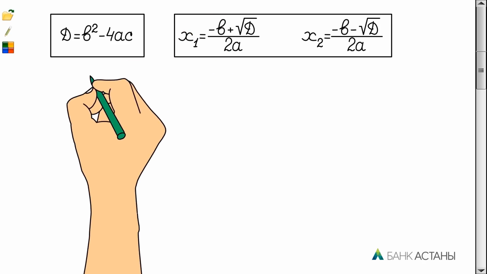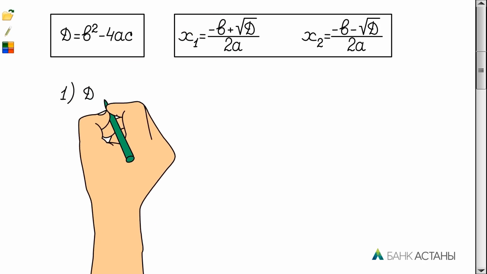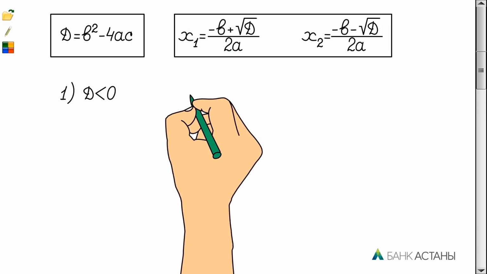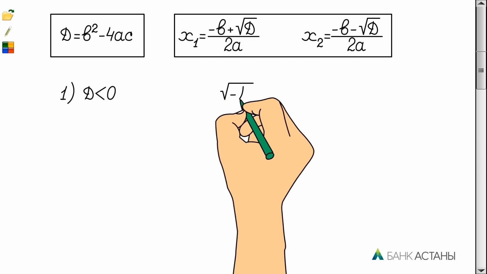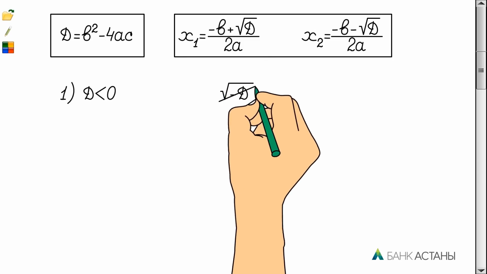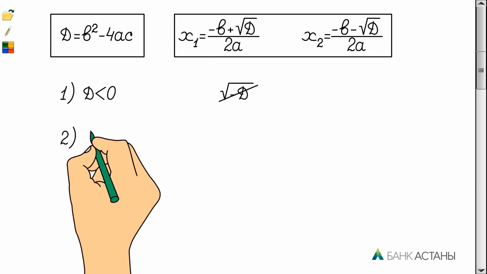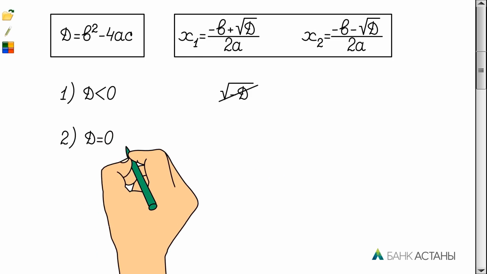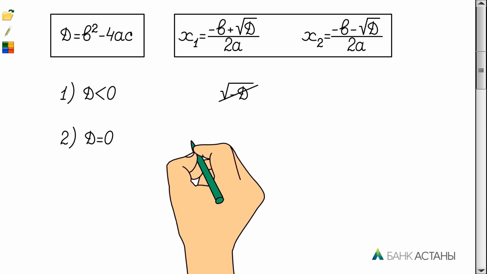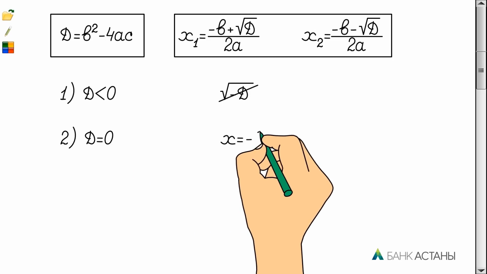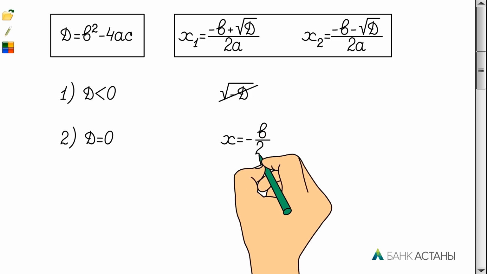There are only three cases. The first, when discriminant is less than 0. In this case, our equation doesn't have any root, because it is impossible to extract the square root of a negative number. The second, when discriminant is equal to 0. In this case, the equation has only one root, x is equal to minus b over 2a.